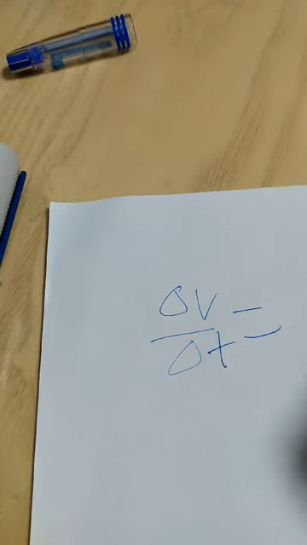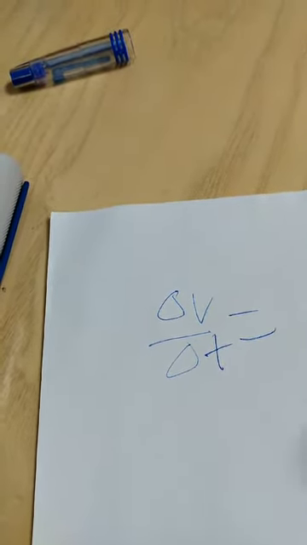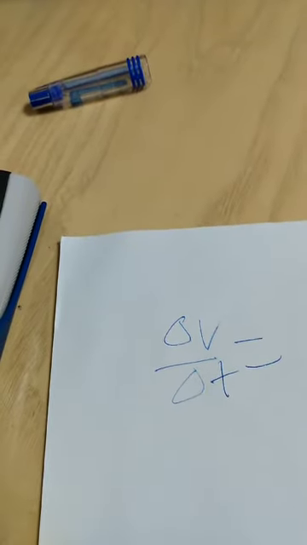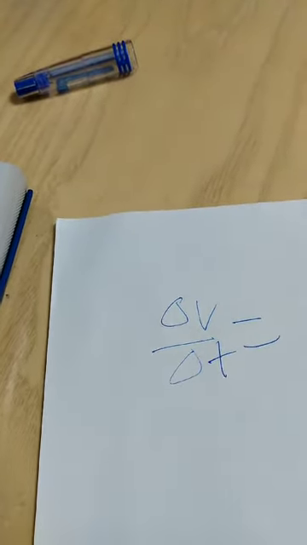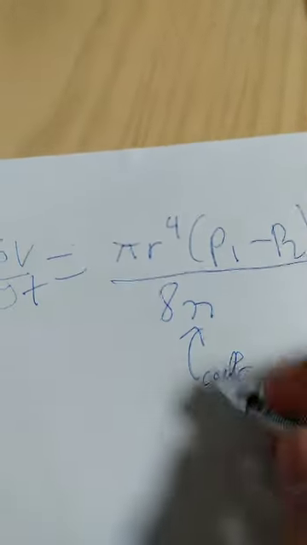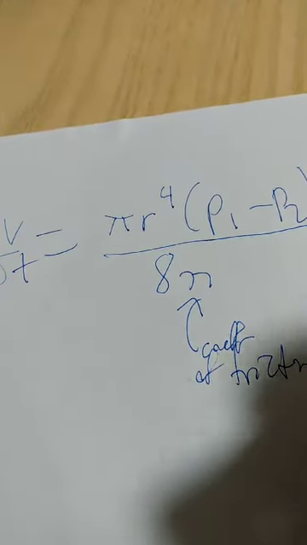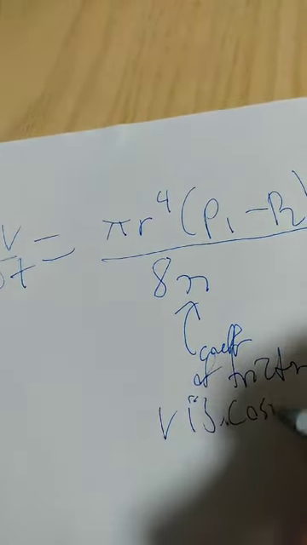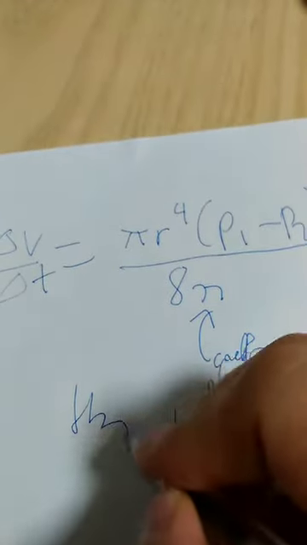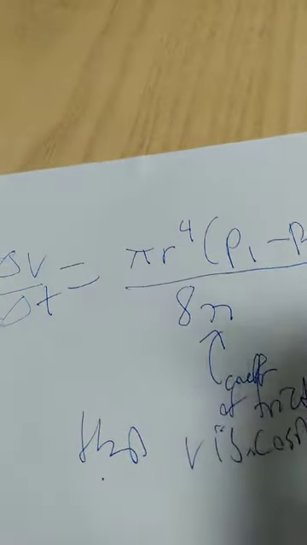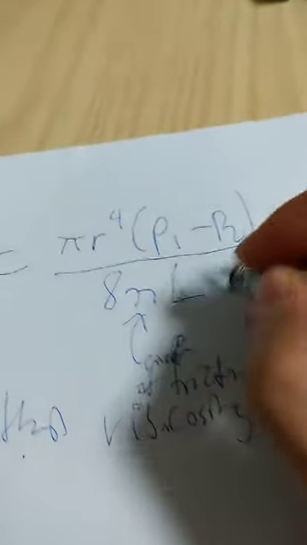Pi, because there's a circle involved, r to the fourth power, and then P1, P2. And then this thingy-majiggy. I'm pretty sure that's the coefficient of friction. Oops, I was skipping all that. Coefficient of friction. Oh, maybe it's the viscosity, either one. Viscosity? Yeah, but we're using water, so water is a pretty neutral liquid, I think. And then L, length of the tube.